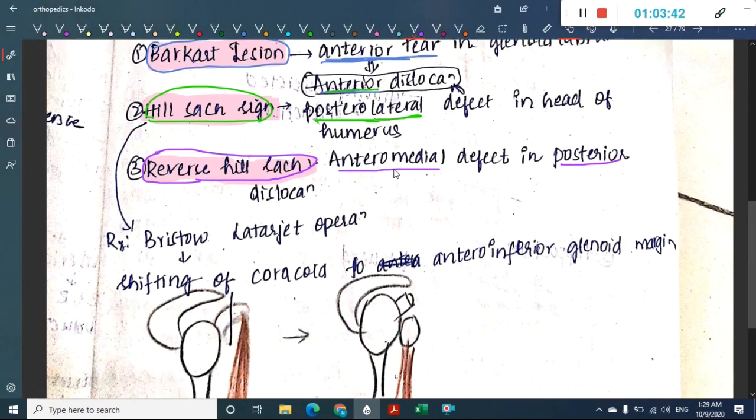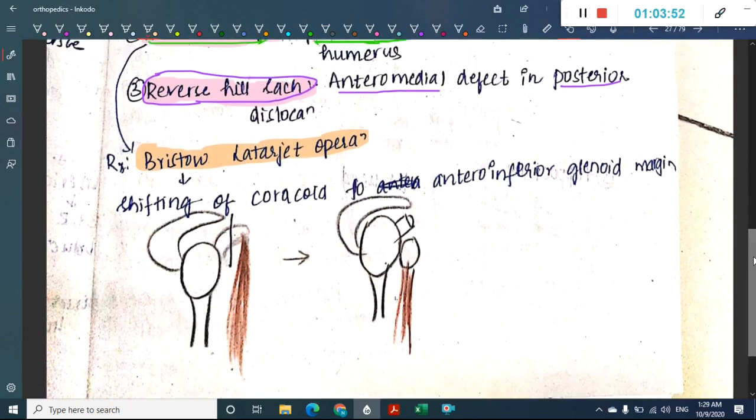Then for Hill-Sachs lesion we have to do a surgery which is called the Putti-Platt operation. So what is this operation? Here we shift the coracoid to the antero-inferior glenoid margin. In this operation we shift the coracoid to the antero-inferior glenoid margin.